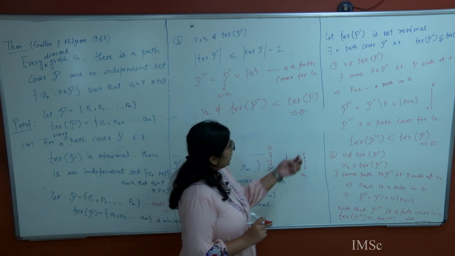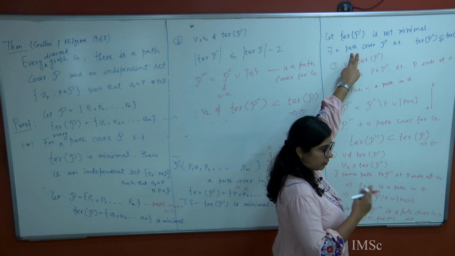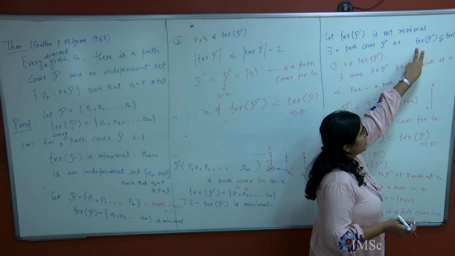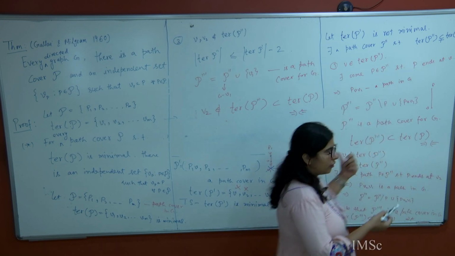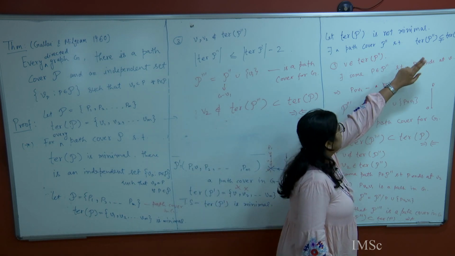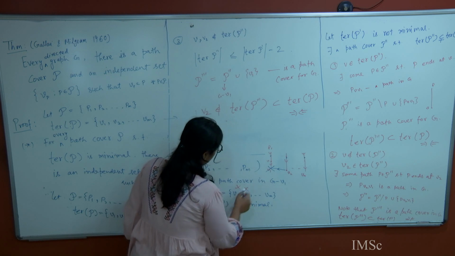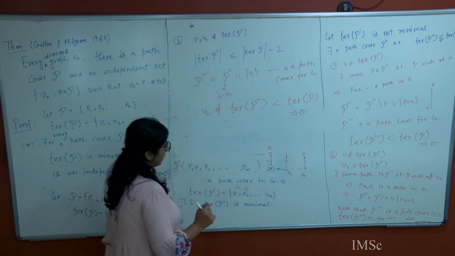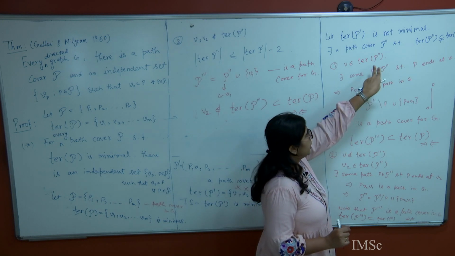Now, suppose it is not minimal. If it is not minimal, that means there exists some other path cover whose terminal set is a strictly proper subset of this terminal set. Okay. So that we assumed here. Now we look at the vertex V, whether this vertex V belongs to this new terminal set or not.